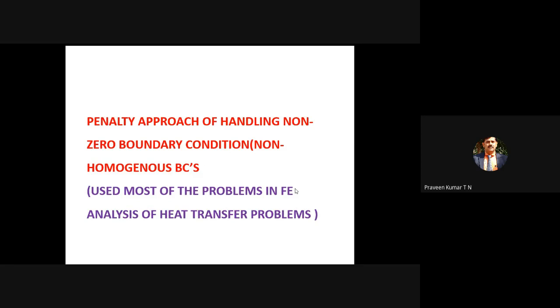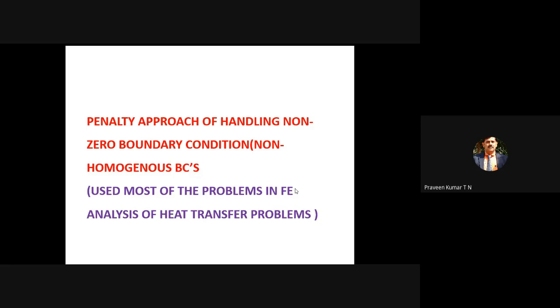What is meant by non-zero boundary condition? At least one example. You are dealing with heat transfer. You are studying heat transfer for the last two to three months. Can you give one example where the boundary condition is non-zero?